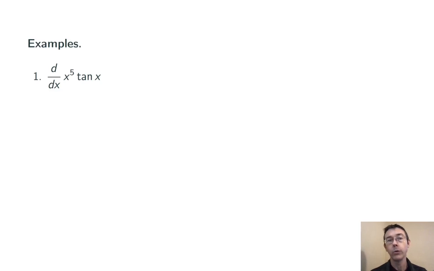Okay, let's do a few quick examples. Differentiate x to the 5th times tangent x. This is going to be a product rule. We do the derivative of the first times the second, 5x to the 4th tangent x, plus the first times the derivative of the second, x to the 5th times secant squared of x, using the fact that the derivative of tangent of x is secant squared of x.